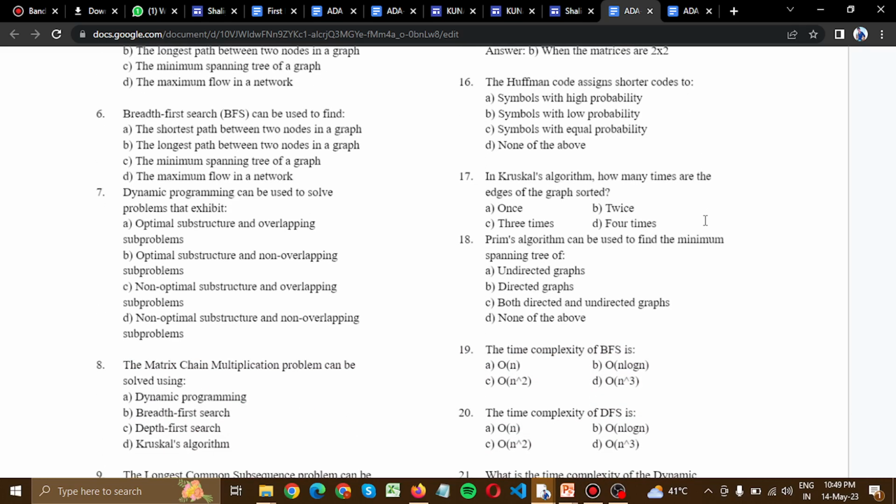Now next question. In Kruskal's algorithm, how many times are the edges of the graph sorted? The edges of the graph are sorted in Kruskal's algorithm once, that is option A.